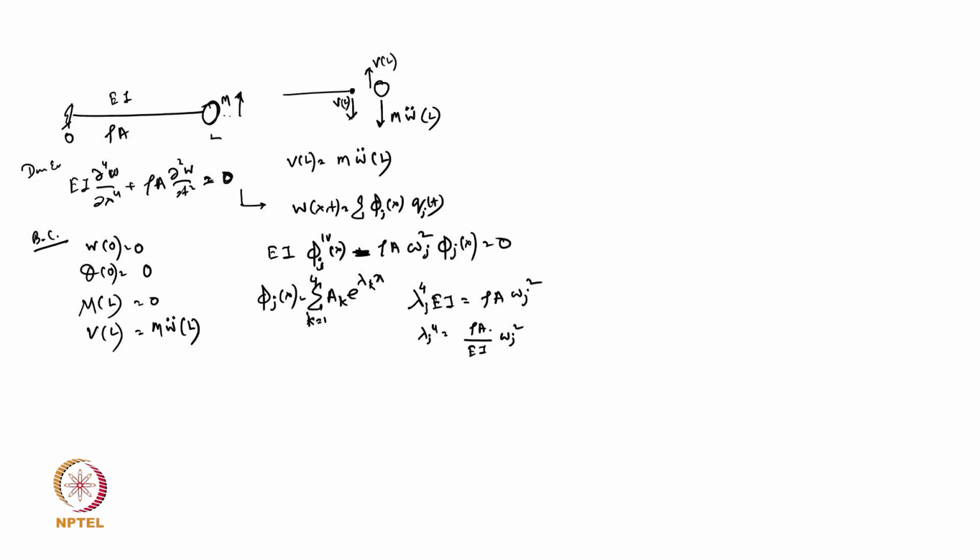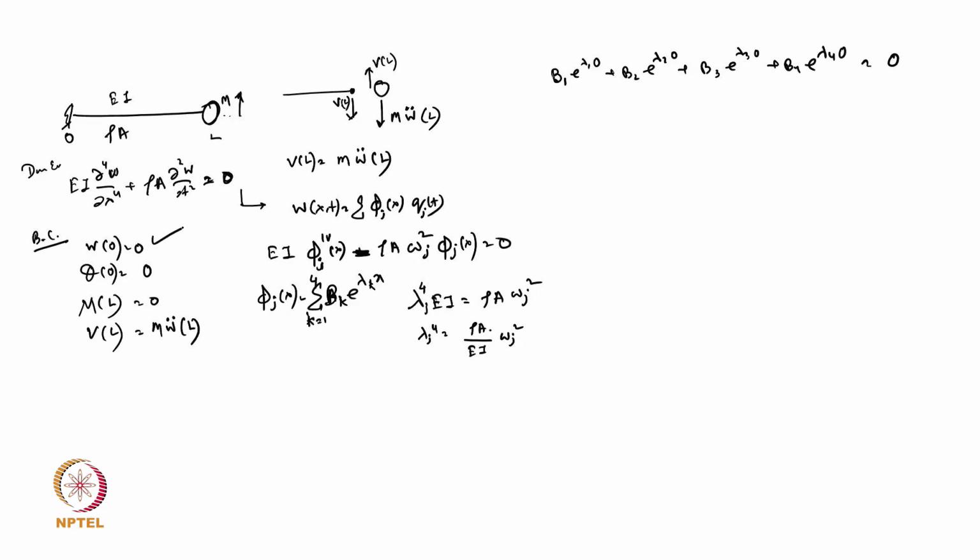Now my target is to calculate what? This a_k, or maybe I'll just put b_k, because E and A will be confusing. So my target is to calculate the b's and to calculate the omega_j. If I first substitute that full thing into the first equation, I will get b1 e to the power lambda 1 times 0 plus b2 e to the power lambda 2 times 0 plus b3 e to the power lambda 3 times 0 plus b4 e to the power lambda 4 times 0, equal to 0.